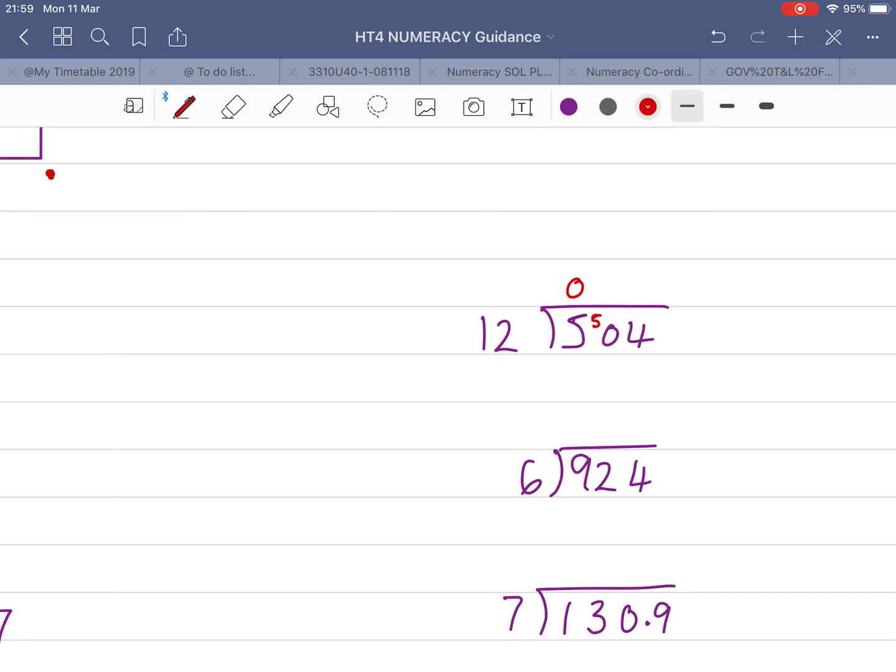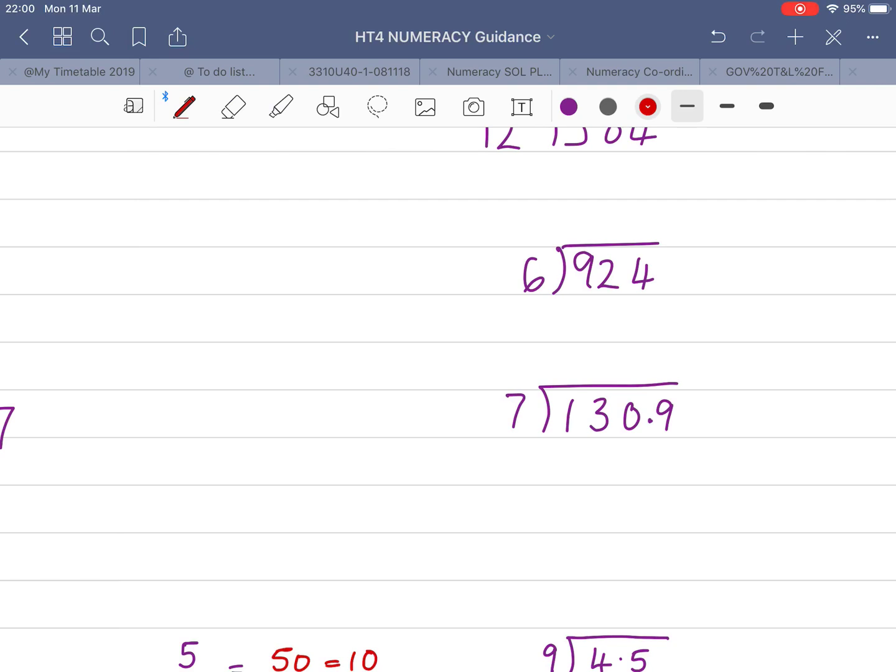Carry the 5. 50. How many 12s in 50? 4. 4 12s are 48. I have 50, so there's 2 left over. How many 12s in 24? 2. 2 12s are 24. No remainder.